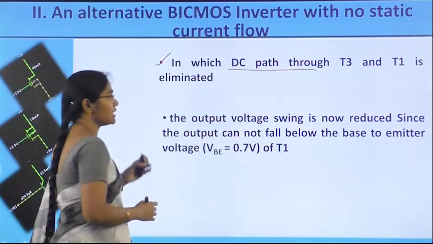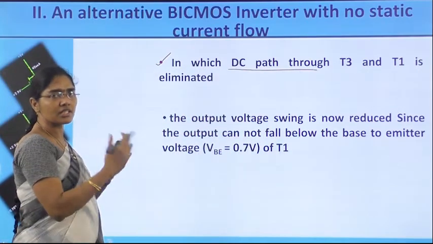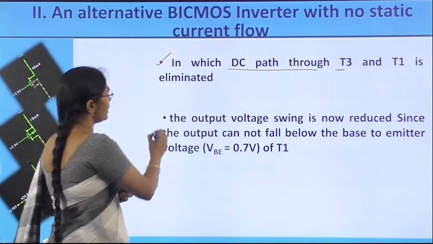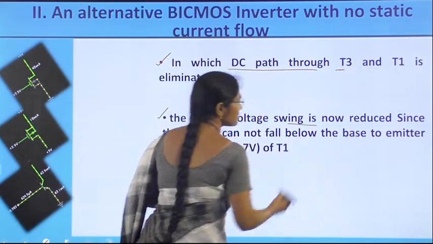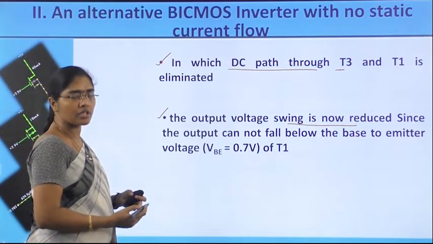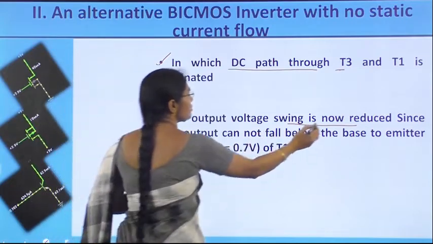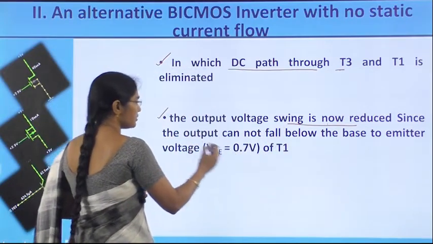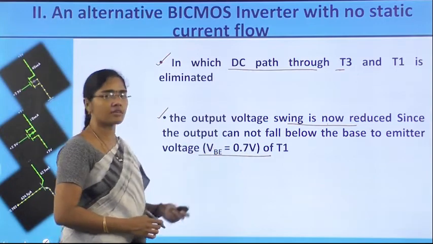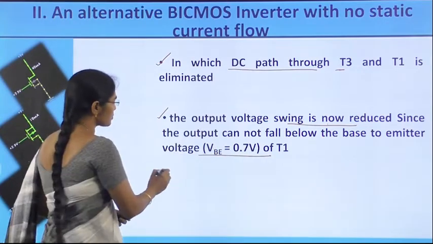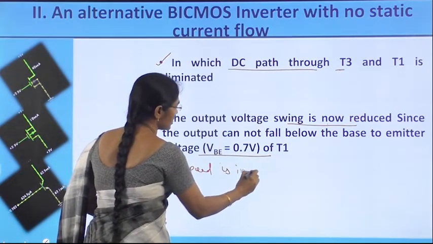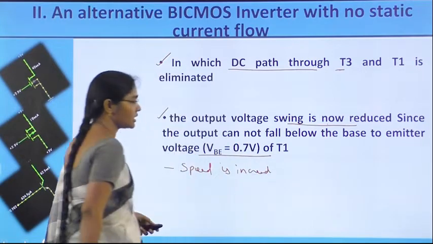The DC path is eliminated by changing the connection of the drain of the T3 transistor to the output connection. Then the output voltage swing is now reduced, which we have seen. The output for logic high is VDD minus VBE and for logic 0 is VBE. Since the output swing is reduced, because of this VBE 0.7, earlier it was VCE sat and now it is 0.7. Since the swing is reduced, speed is increased here. Speed is increased, meaning the switching action of the circuit is increased here.